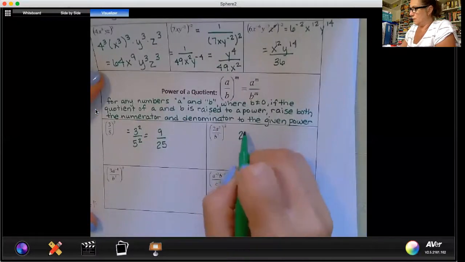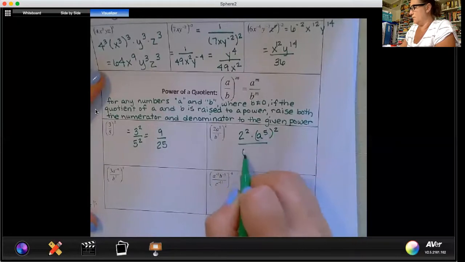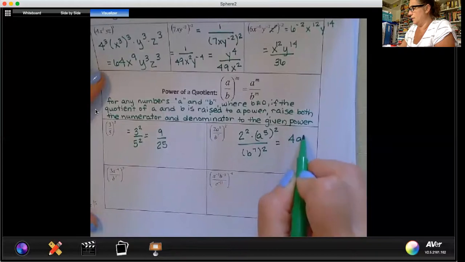This is 2 squared times a to the 5th squared over b to the 7th squared. That's 4a to the 10th over b to the 14th.